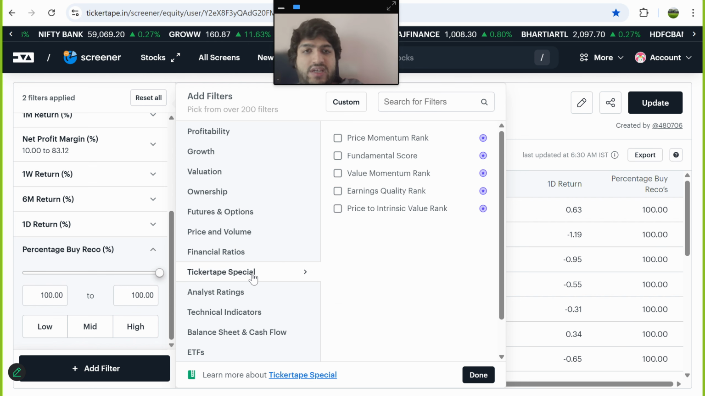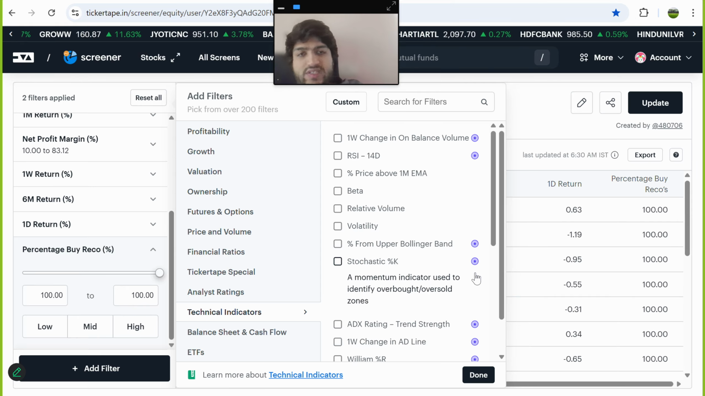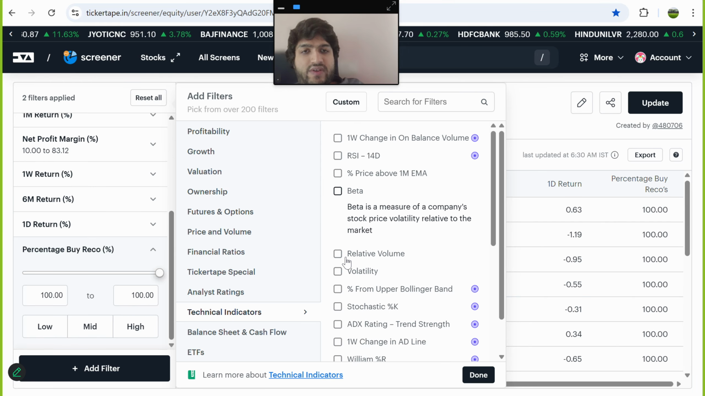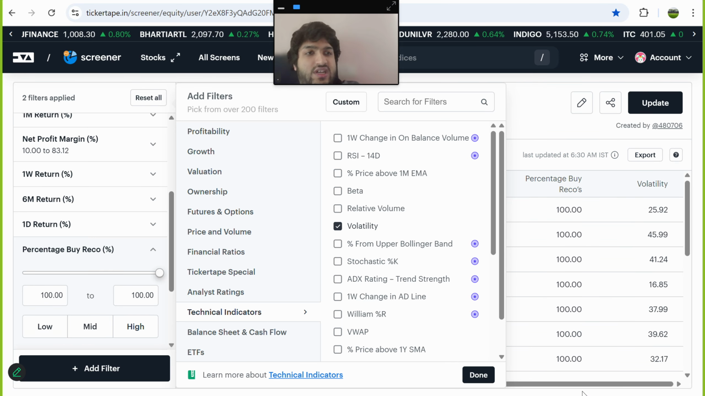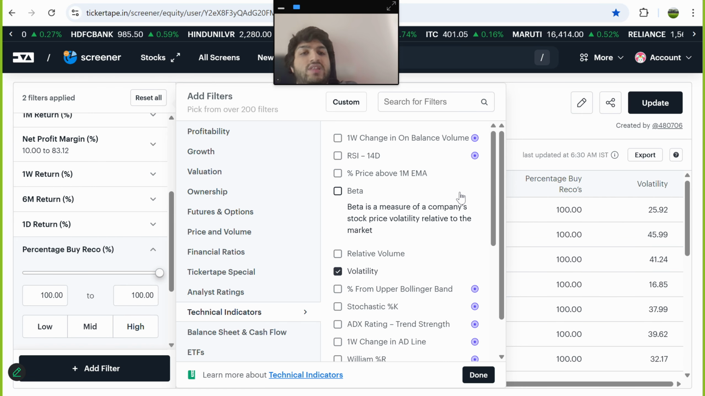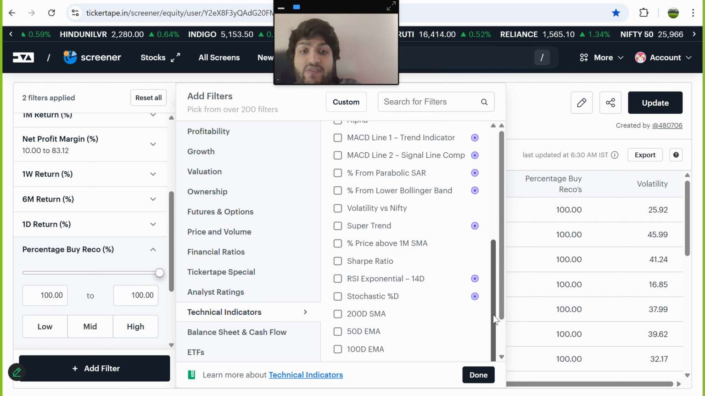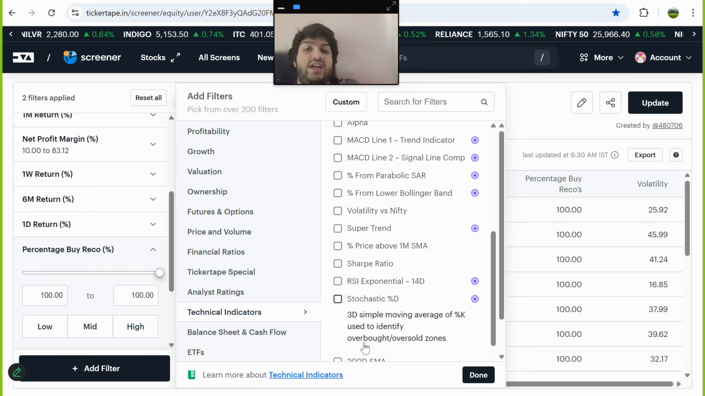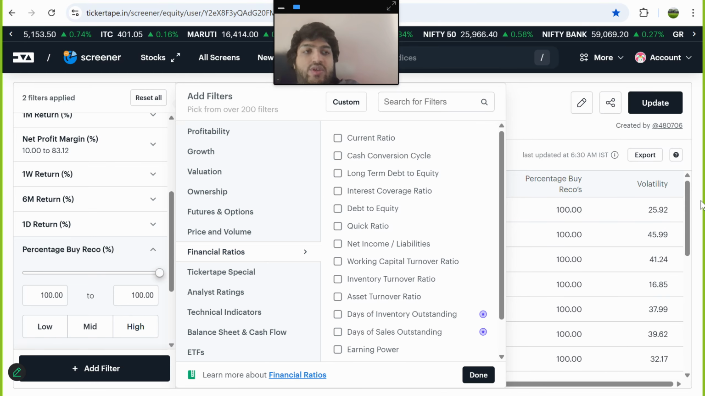Then I can select other things like technical indicators such as the volatility. If I check the volatility, annualized standard deviation of the daily price change for the 200 most recent trading days, it's around 25% volatile, the first stock. Second is around 45%. So you can choose according to your risk range. If you like volatility, you can select that. If not, you don't have to select that particular thing. Okay, that is about the volatility.